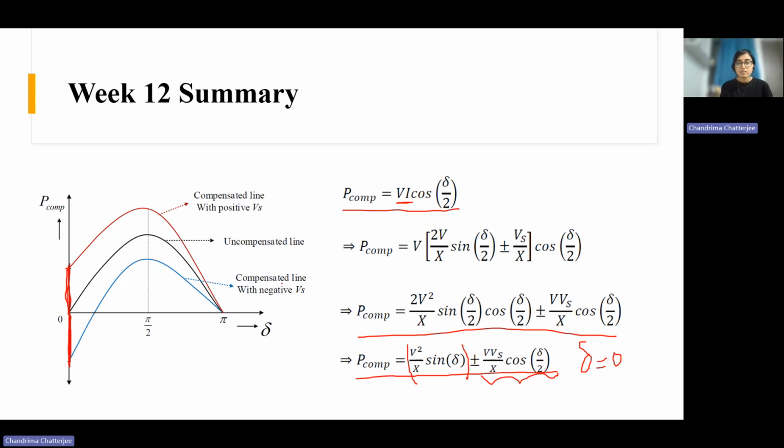Negative power means, usually power flows how? From sending end towards receiving end, right? But in this case, the power will flow from the receiving end towards the sending end. Therefore, from the power equation we can conclude that if Vs is negative, then the power flow is reversed. The direction of power changes. So this is an important point for SSSC, that power reversal can occur.